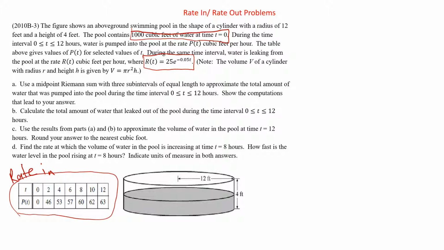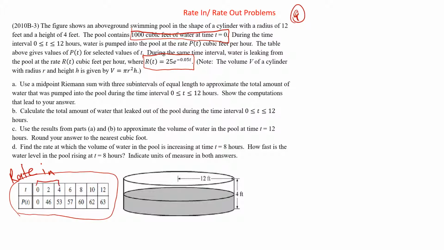And then it says A, use a midpoint Riemann sum with 3 subintervals of equal length to approximate the total amount of water that was pumped into the pool during the time interval t equals 0 to 12 hours. Show the computations that lead to your answer. And so, for part A, we're going to use the table, and we need 3 time intervals.